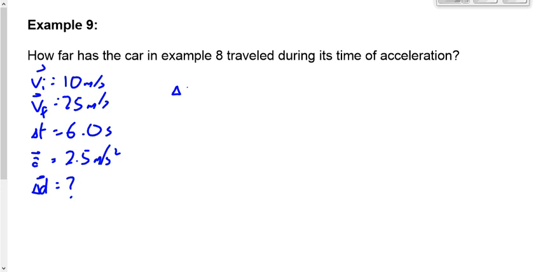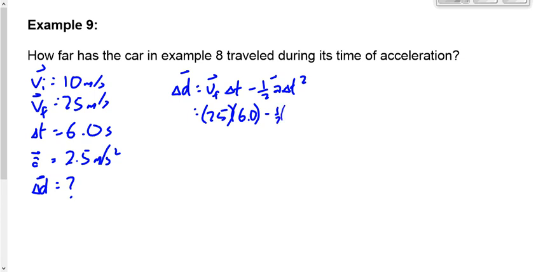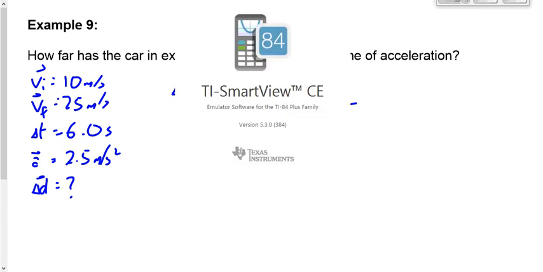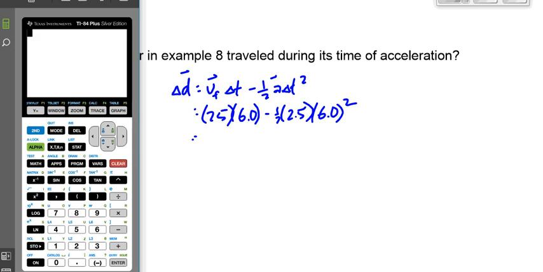D is equal to VFT minus 1/2 AT squared. VF is 25. T is 6, minus 1/2 of 2.5 times 6.0 squared. Look, that's going to work, right? Good. By the way, it's not our only option. There's a few options here, but that absolutely works. All right, let's calculate this now.